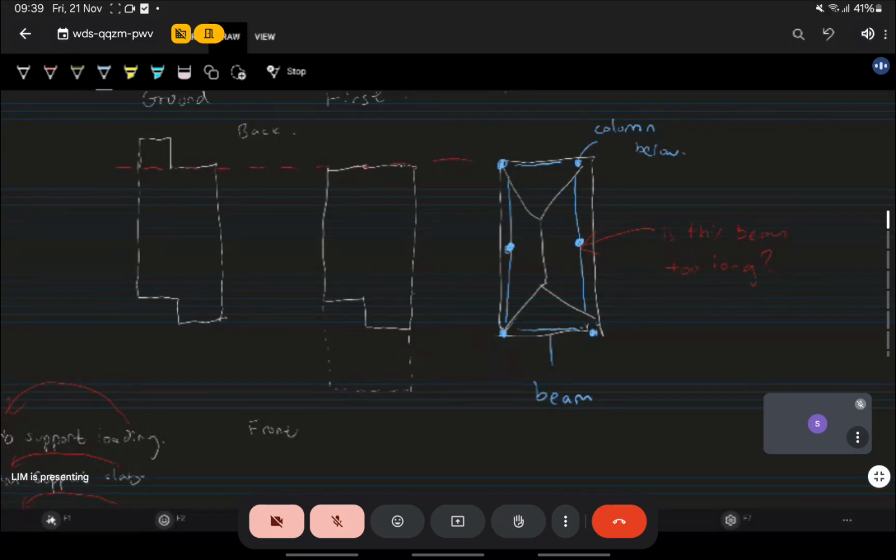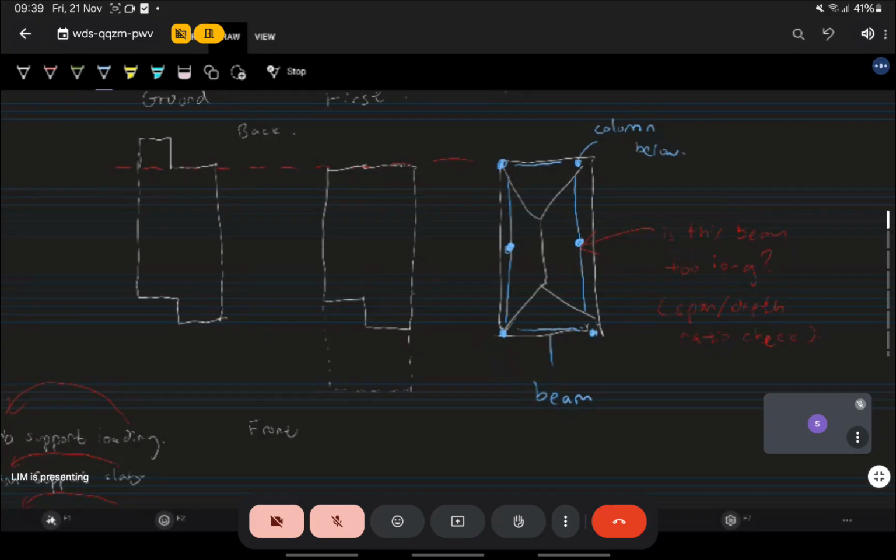The way we decide is for beams and slabs, we can do this thing called span depth ratio check. It's a very quick check that you can use to decide whether your beam and slab is too long or not. Okay. Next week, I will teach you how to do this. Okay. So now, let's say we put 6 columns in.